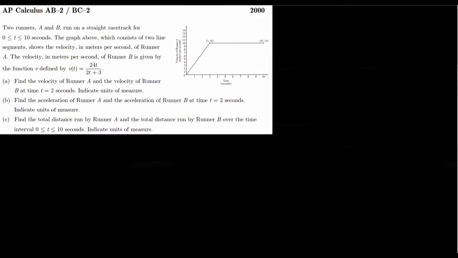Find the acceleration of runner A and runner B at time t equals 2 seconds, include units of measure. So, part B. The acceleration of runner A: the derivative of velocity is acceleration, so if we want to find the acceleration of runner A, we're going to be looking at the slope of this line, because the slope is the derivative. It's the rate of change. So the acceleration of runner A at time t equals 2 seconds is the slope of this line segment. In part A, we already determined that the slope of this line segment is 10/3.